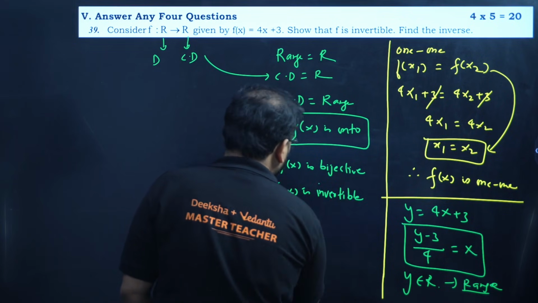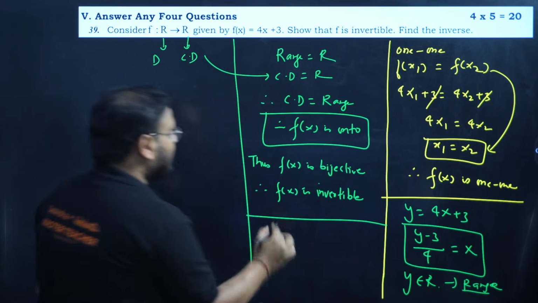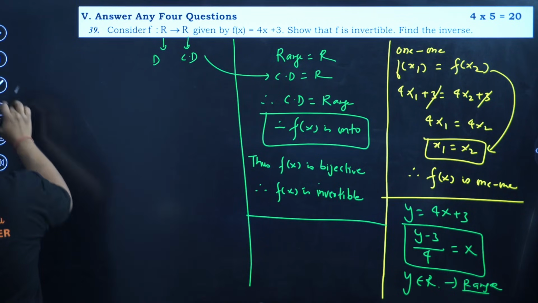This is only the first part. f of x is invertible. Let's move on to the final part, finding the inverse.